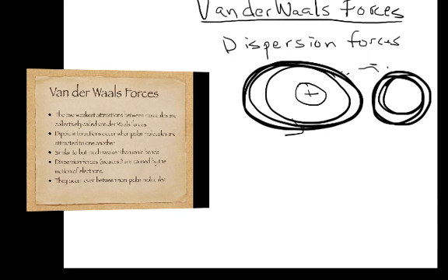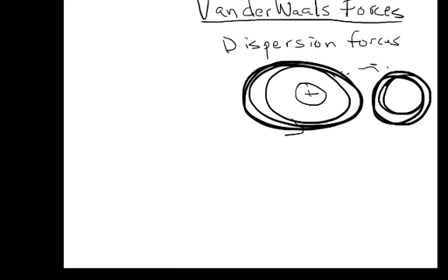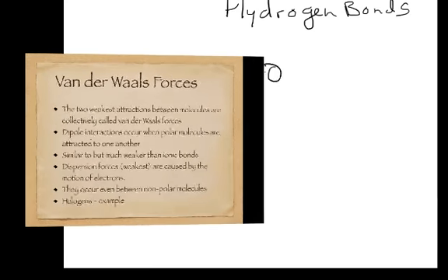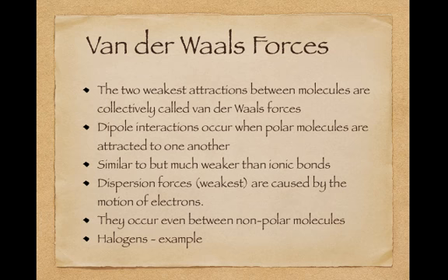Now these will occur even in non-polar molecules. You don't have to be polar to have dispersion forces. The halogens are probably the best example. Your first two, fluorine and chlorine, are gases. As you get bigger and add more levels and more electrons, so there's more movement, you get bromine, which is a liquid. Then you have iodine and astatine, which are solids. So as you add more electrons, their state changes.